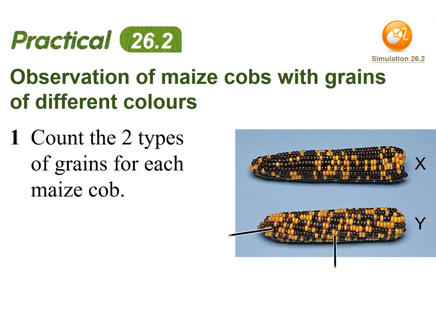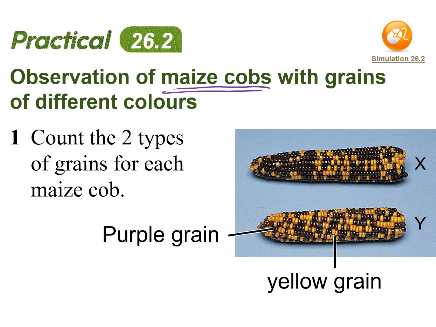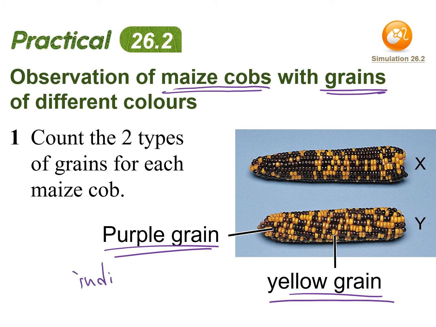Showing you in the diagram here, you have some maize, some corns with some grains on top. And there are actually different grains, the purple grain or the yellow grain. Each of the grains, they are individual offspring. So now I would like you to count the number of the grains to tell me whether it's the purple allele dominant or the yellow allele dominant.